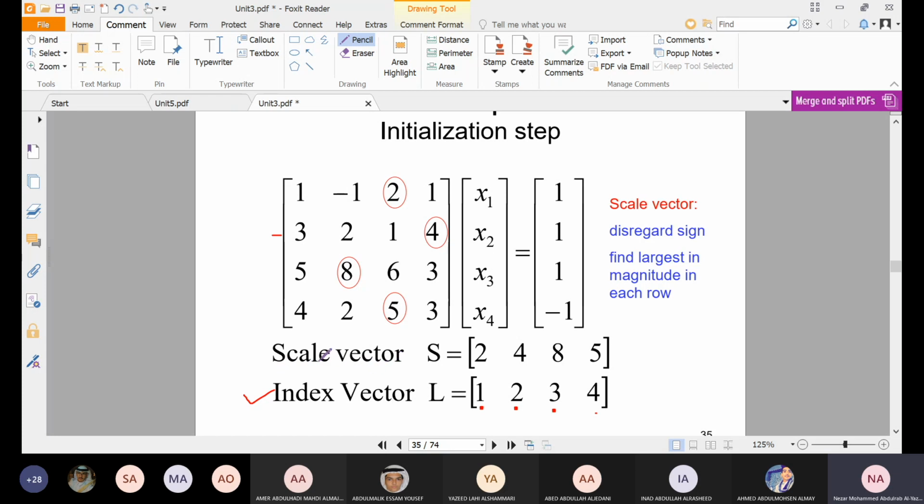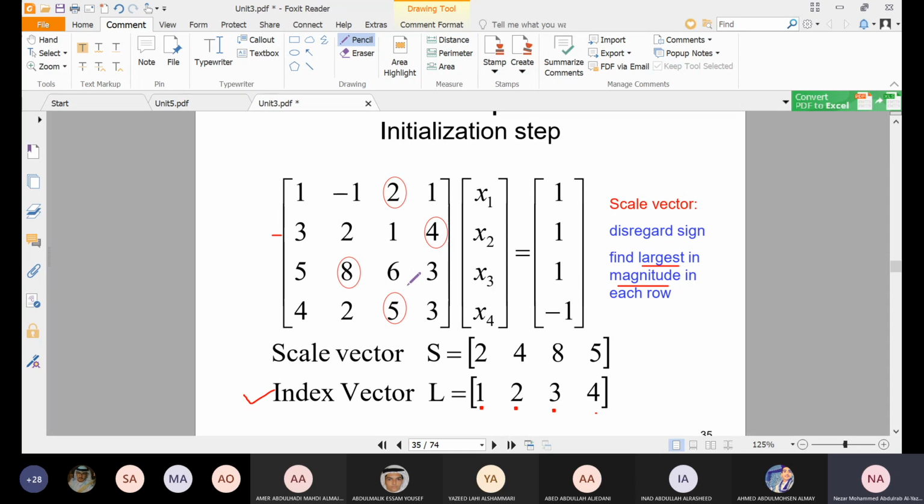The scale vector, as we said, will be the largest magnitude in each row. So for example, this is the first row: 1, minus 1, 2, and 1. Here I will look for the maximum magnitude in the first row. Whether it is negative or positive, we take the absolute value, the magnitude only. So in row number 1, the maximum magnitude is 2. In row number 2, I have 3, 4, 1, 4. So this will be 4.